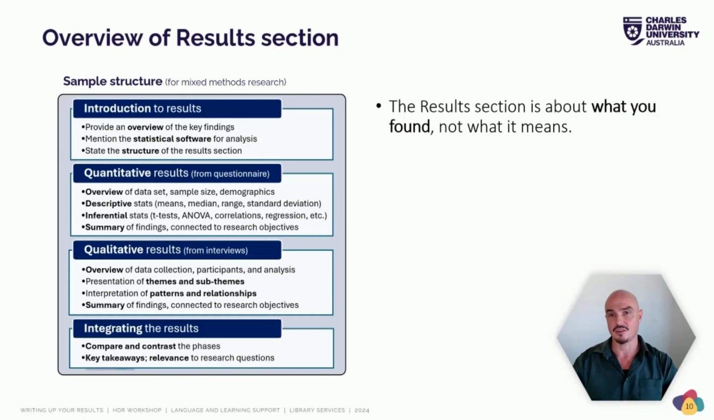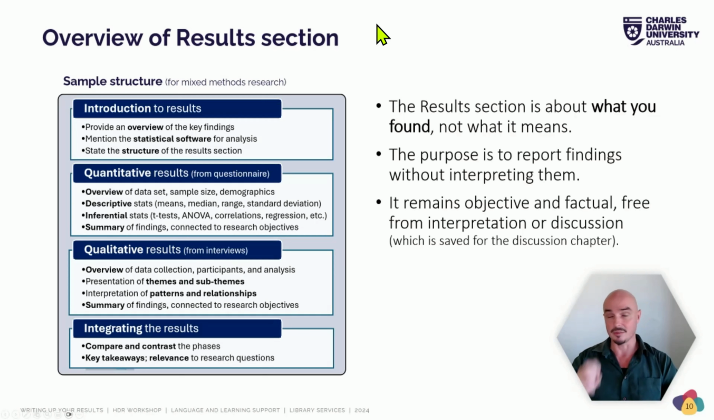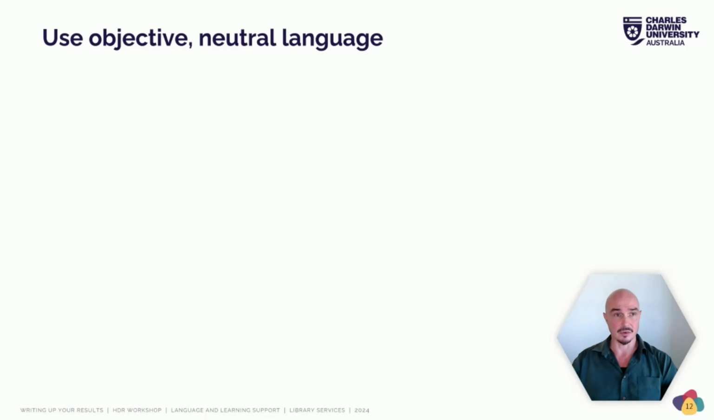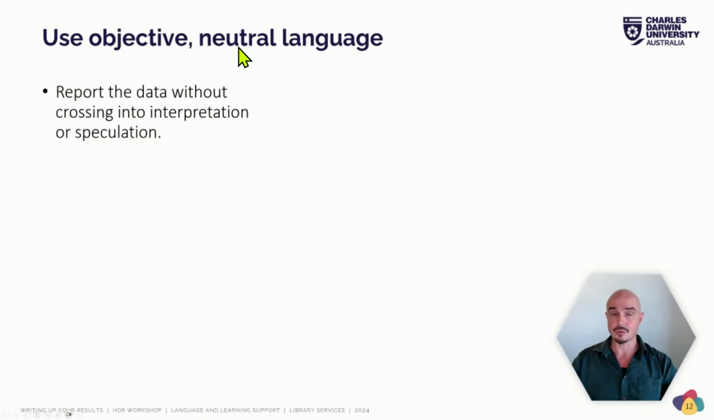So the results section is about what you found, not the reasons for those findings. Your job is just to report the data in an objective, factual way without any interpretation. The kind of language that we use in results is objective, neutral language. So we want to report without interpretation or speculation.